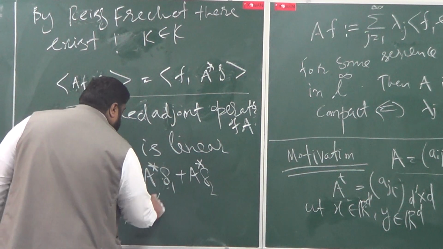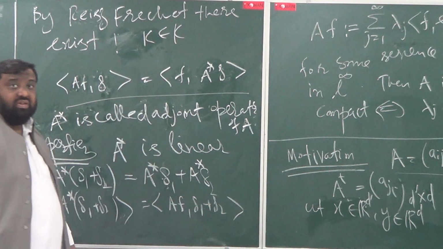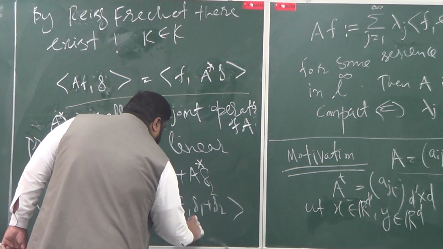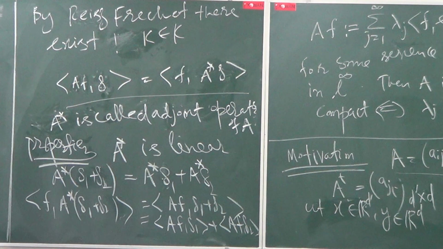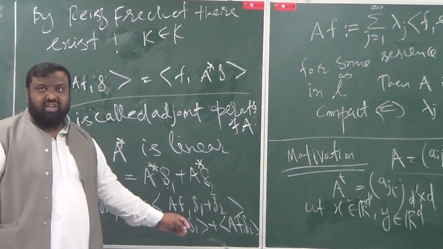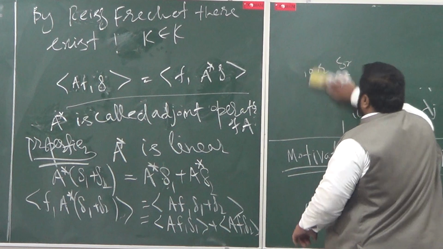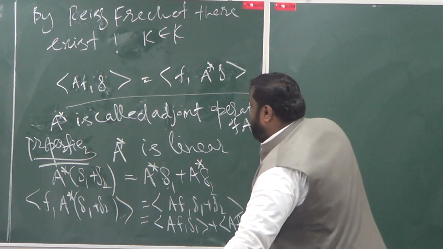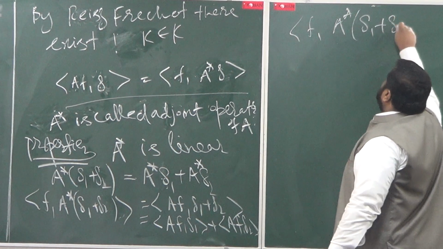So this is the same as A f and g1 plus g2. And it's linear in the second component, so what are you going to get? A f g1 plus A f g2. If you take A star on the other side, you're going to get A star g1 plus A star g2, and pull this thing to the other side. So you get f, A star g1 plus g2.